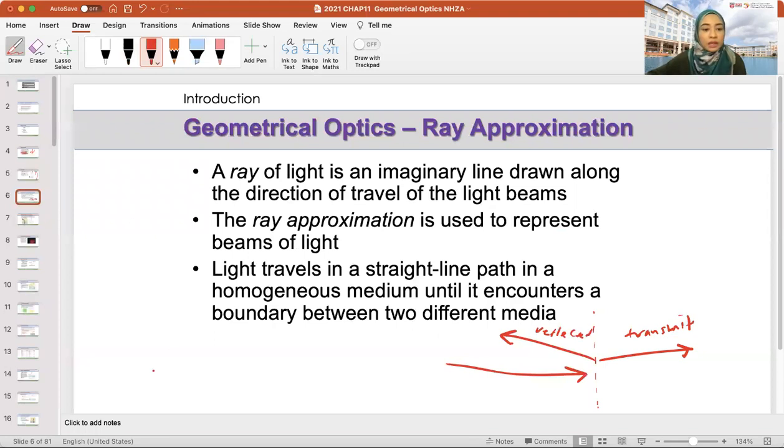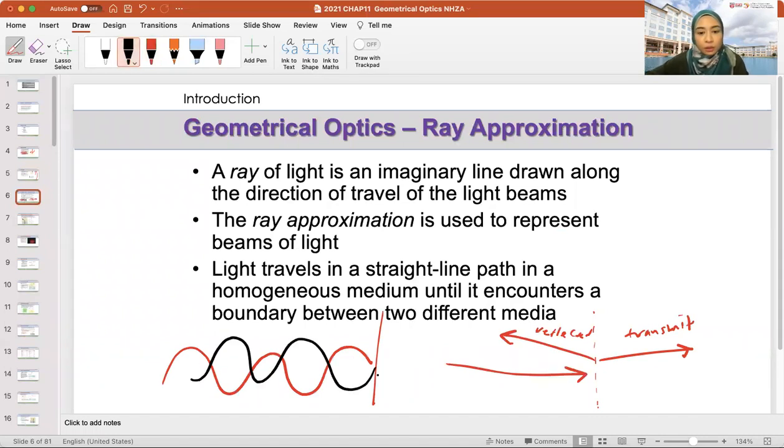Last time our diagram was like this. This is our wave, and hitting a boundary, it either reflects back onto itself, or it is transmitted and becomes smaller. That was what we learned for waves in chapter 9.